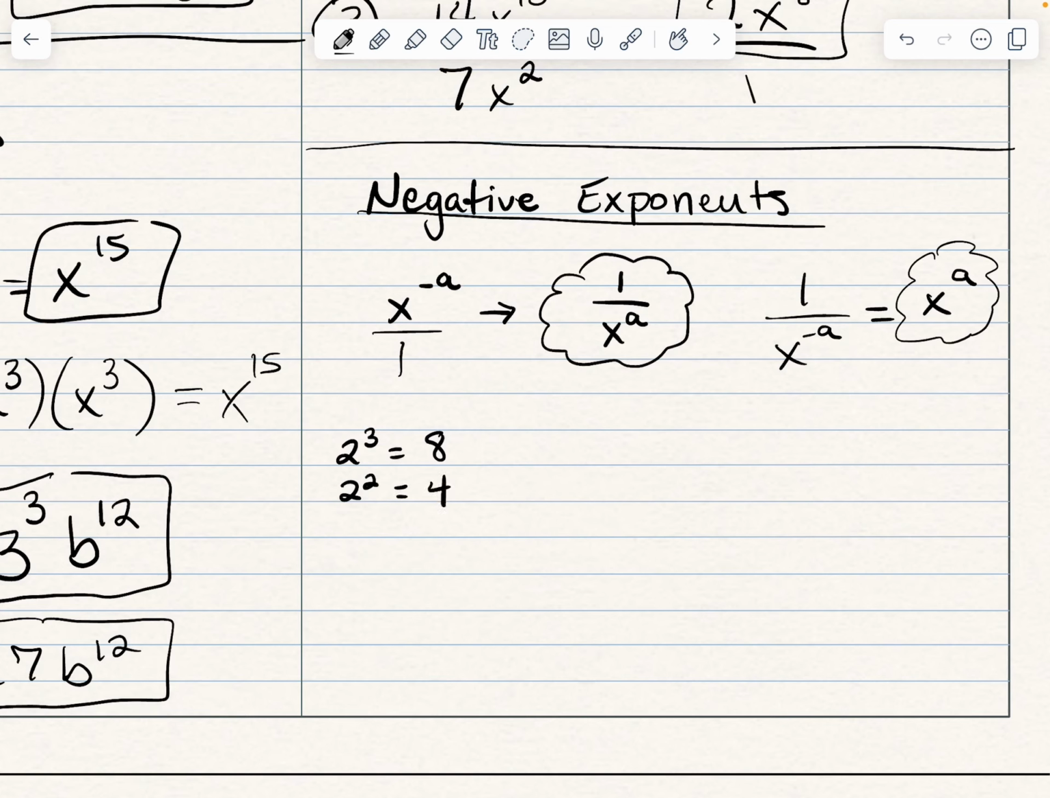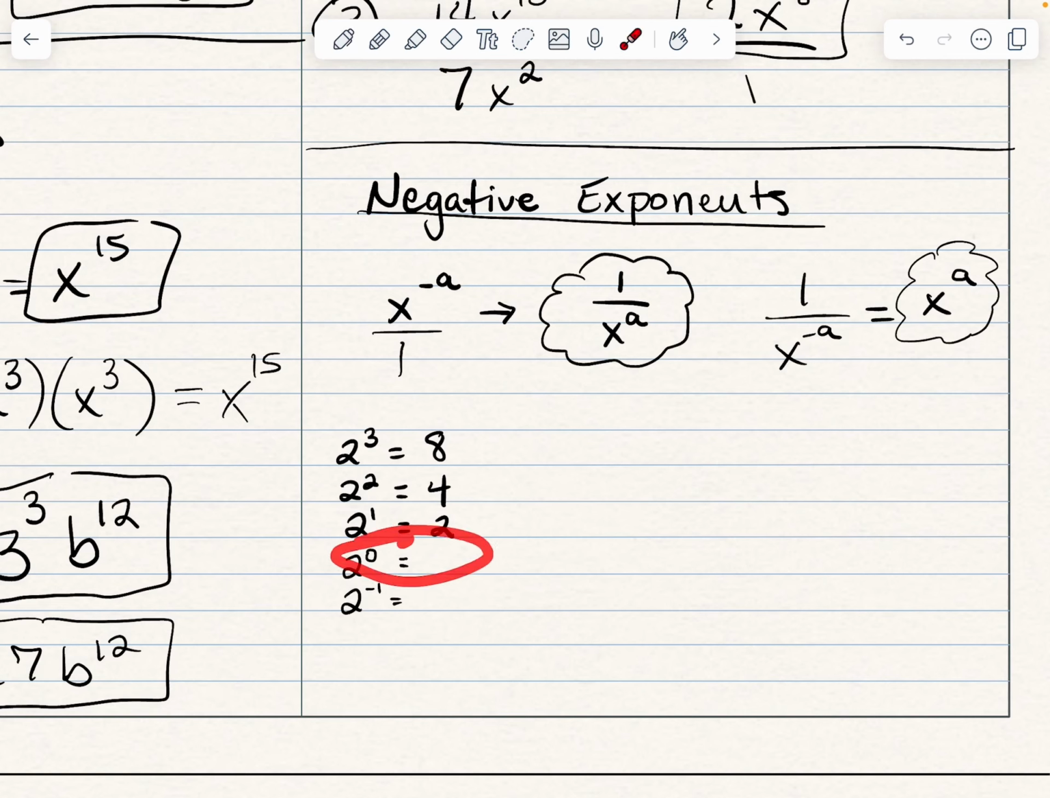So I'm lowering my exponent by 1 every time. 2 to the second power, 2 times 2 is 4. My next one is just 2 to the first. Well, 2 to the first is just 2, right? And now we have 2 to the 0 and 2 to the negative 1.